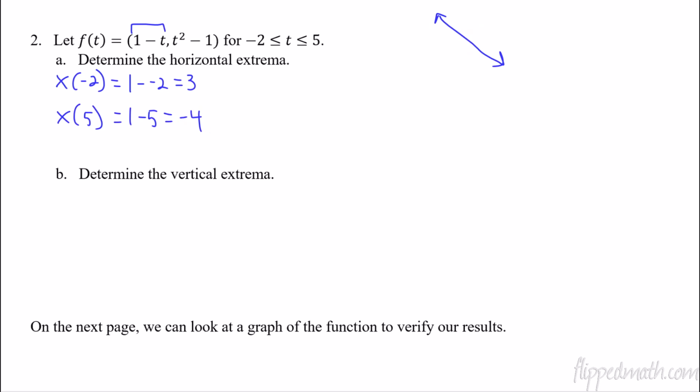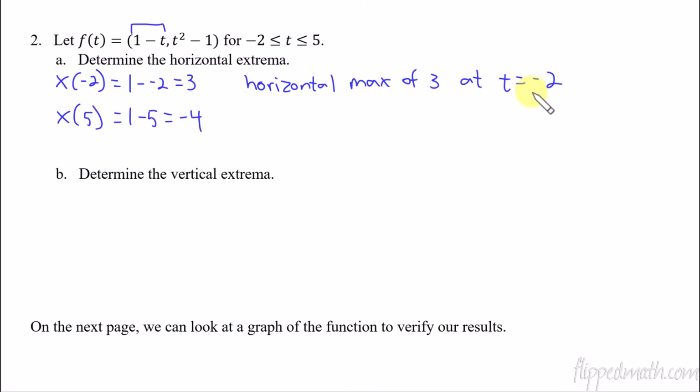Now I'm going to get rid of this line here because that might be confusing you. That line is not what f of t looks like. We'll show you what f of t is in just a minute. Since that's a maximum, we say horizontal max of 3 at a t value of -2. So we have a horizontal maximum of 3 at a t value of -2.